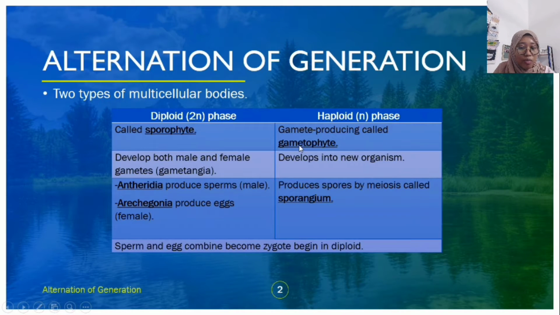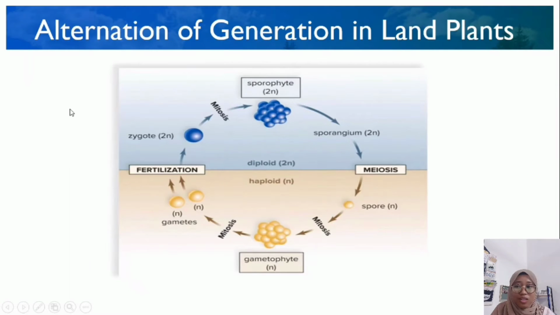In the haploid phase, the gamete-producing stage is called the gametophyte. It will develop into a new organism, and it will also produce spores by meiosis, called sporangia. So this is the alternation of generations in land plants. Basically, plants alternate their life cycle between diploid and haploid. In the diploid stage, it will contain male and female structures to produce spores by the meiosis process.